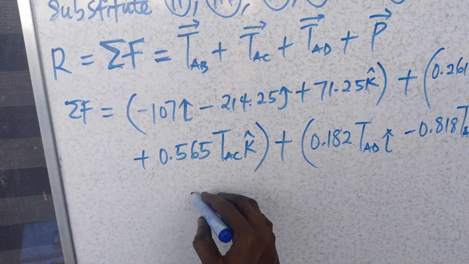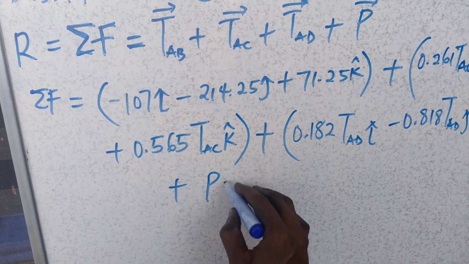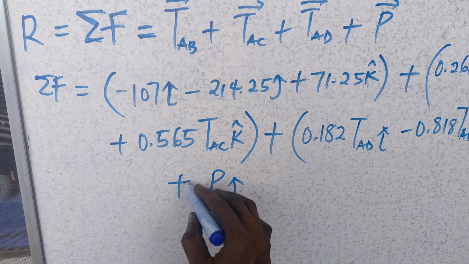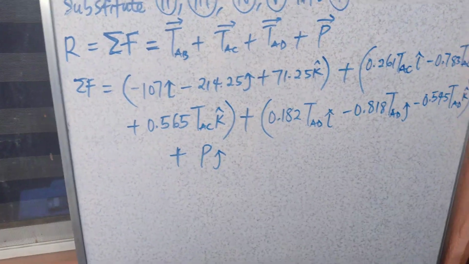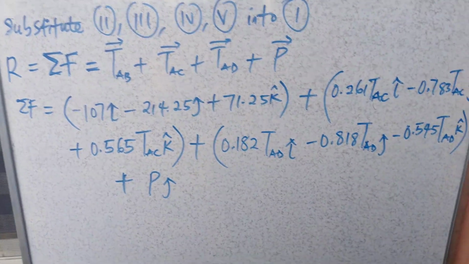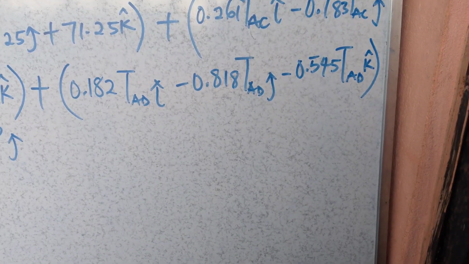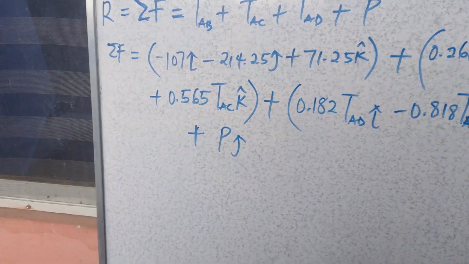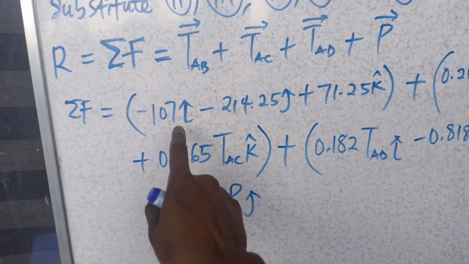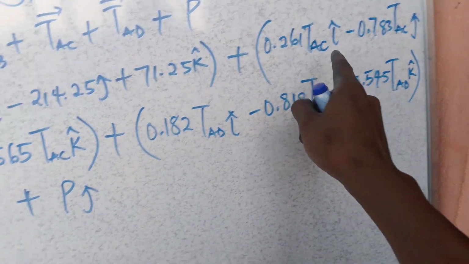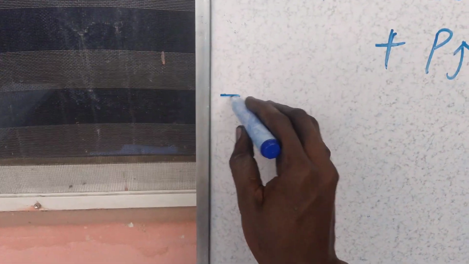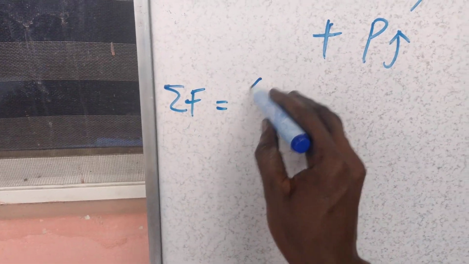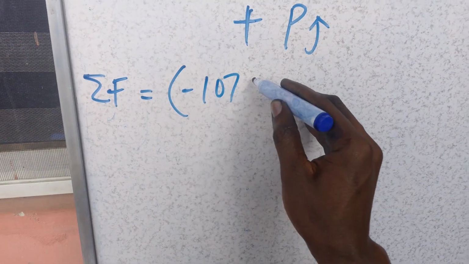Okay, plus P subscript J. Alright. Okay, so that is it. This is what I'm having. And I substitute the values. This is what I'll have. Then I'll take all the I coordinates. I'll take all of them. So that's how we're having sigma F equals to minus 107.